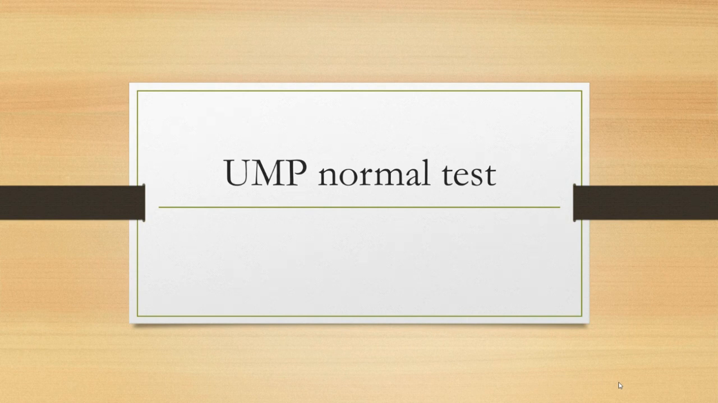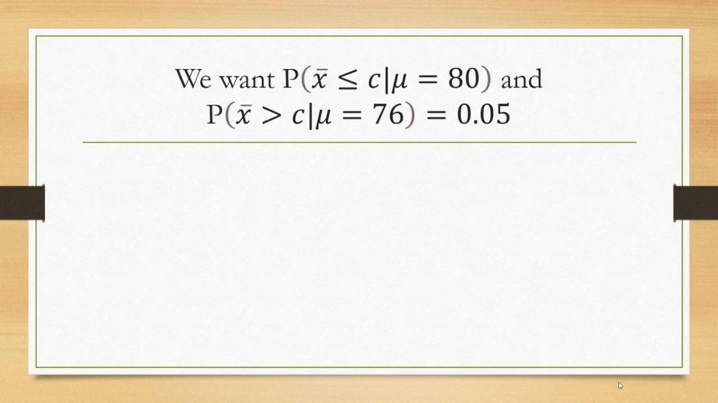Hello guys, today we're going to talk about the UMP normal test, which is the uniformly most powerful test. Now, for this given problem right here, we're going to find the C and find the N if alpha is equal to 0.05 and beta is also equal to 0.05.